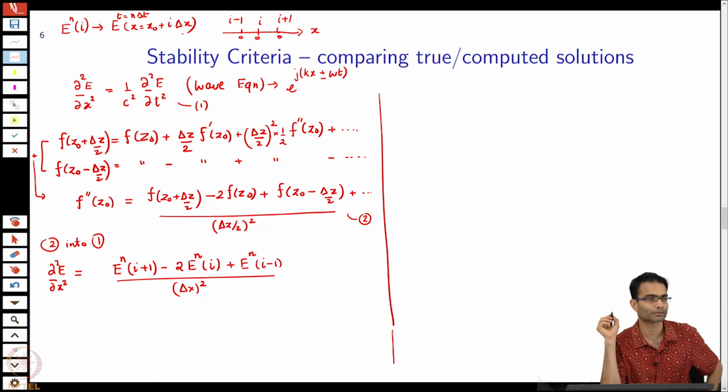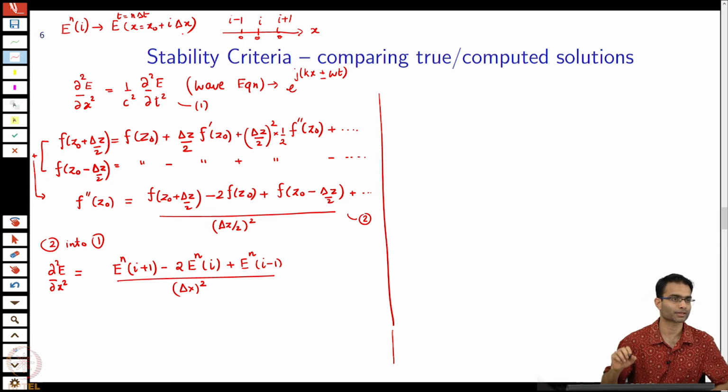Now, hopefully it is clear. Each of the points in space are spread apart by delta x. Each of the time instances are spread apart by delta t. That is the discretization in space and time. Fine. And this is therefore going to be equal to 1 by c squared.